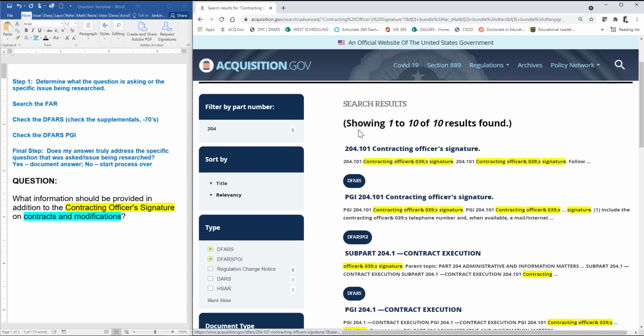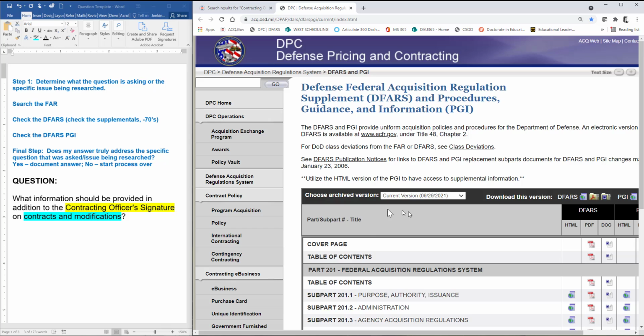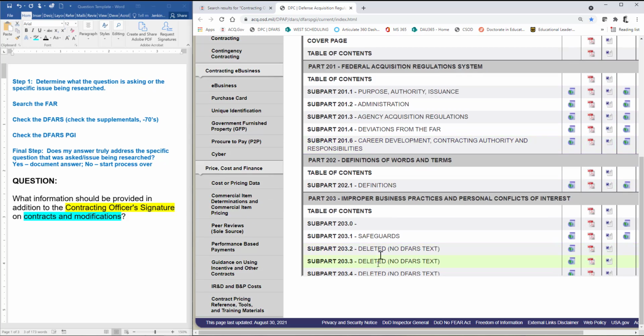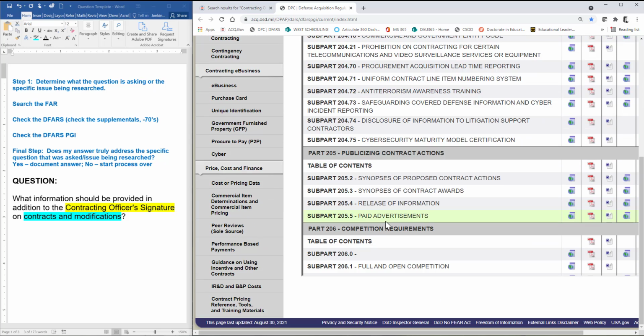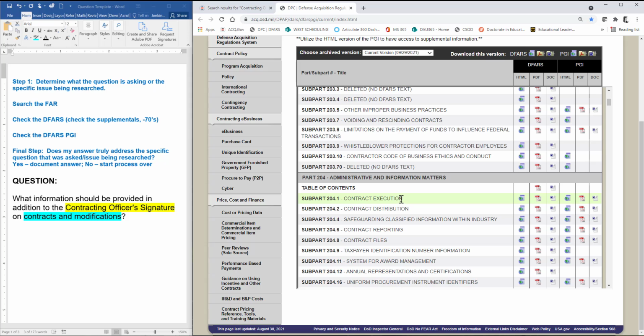Now again, I'm just recognizing that it's telling me I can search in DFARS 204.101, but I'm going to go to the DPC version of the DFARS to make sure I've got the official version, 204.101, so I'm going to do that. So I need to go down to 204.101. Here we are. And let me make that a little smaller so we can see. Okay, we have the actual HTML version, and we also have the PGI. So I'm going to bring both of those up.